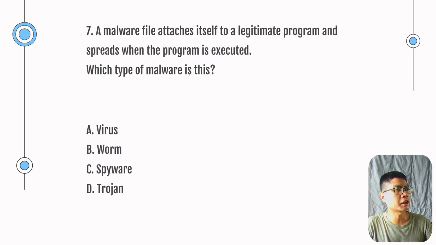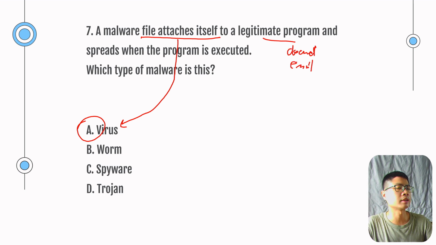Okay, question 7. A malware file attaches itself to a legitimate program and spreads when the program is executed. So the keyword here really is attach itself, and when we have something that attaches itself, it's a virus. So a virus can attach itself to legitimate programs, legitimate documents, legitimate emails. It could be anything like that.